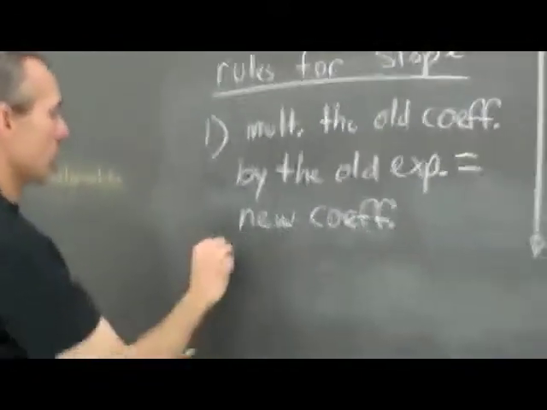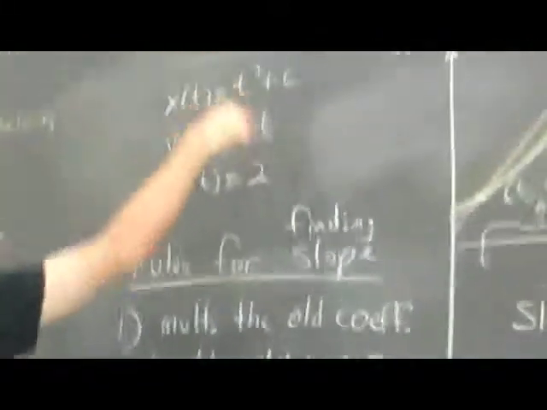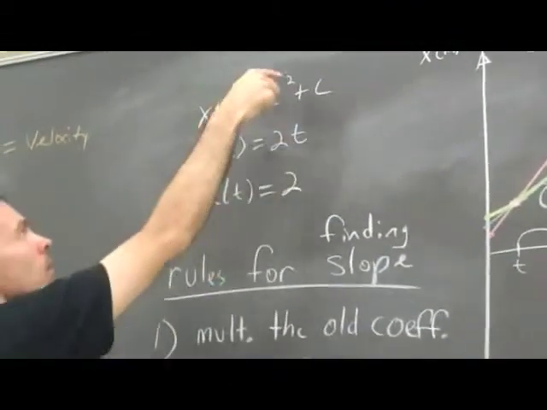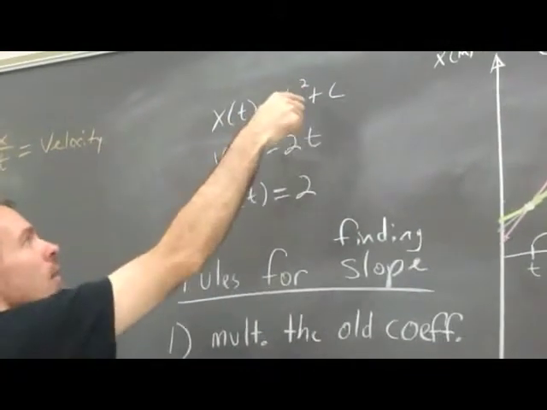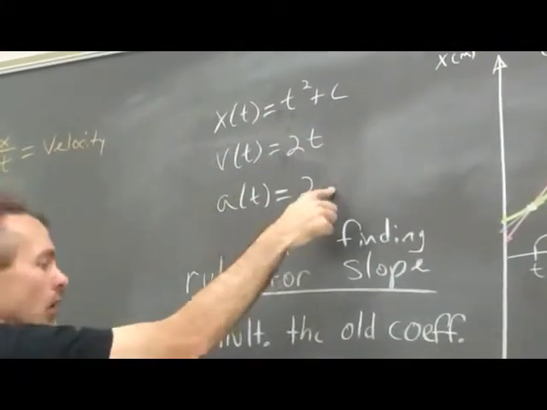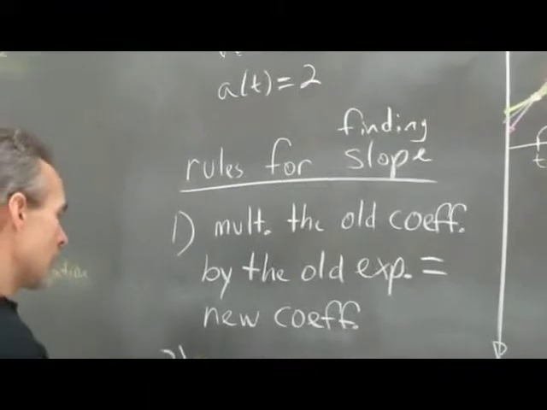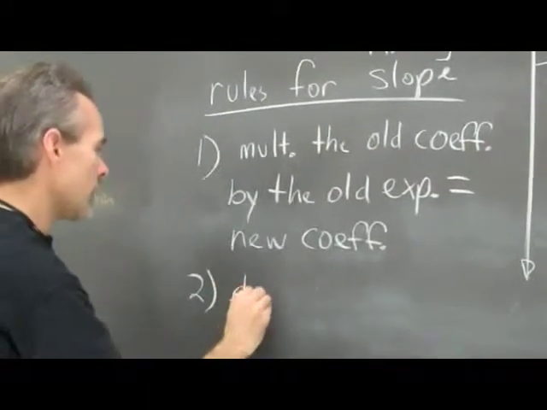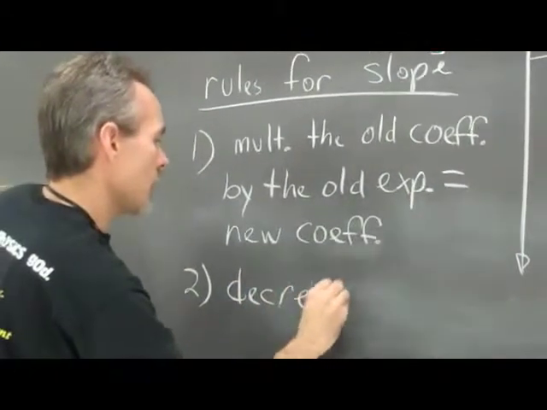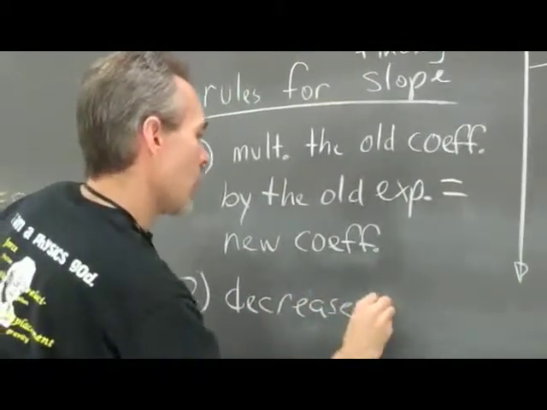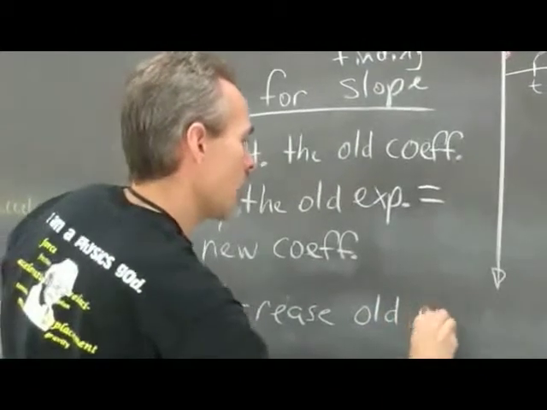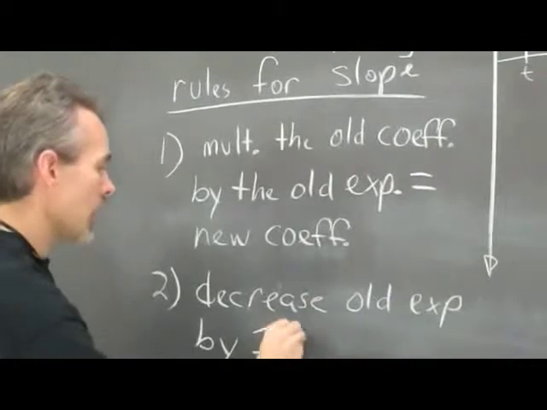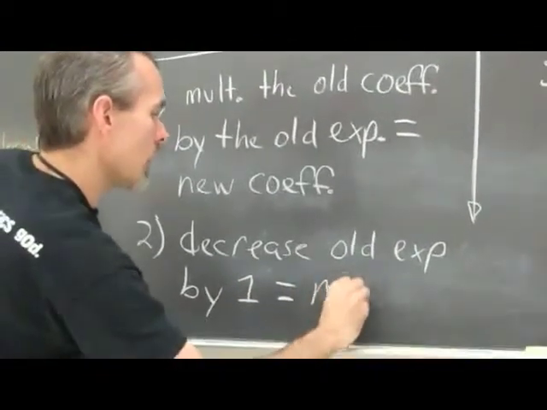The other part is, the other half is, what do you do to the exponents? Well, you're decreasing those exponents by 1. T to the second power, t to the first power, t to the 0 power. So the second rule is: decrease the old exponent by 1, and that'll be equal to the new exponent.